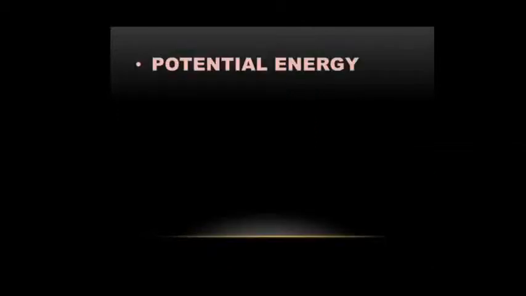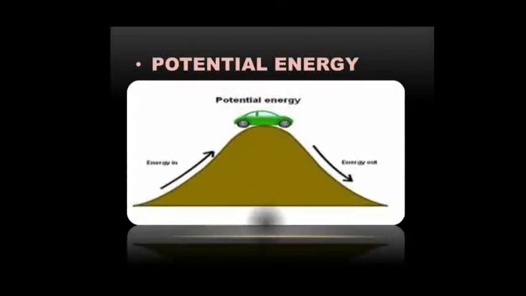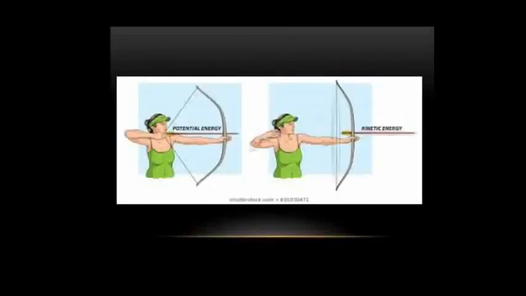Now let us understand potential energy. The energy possessed by a body due to its position or change in shape is called potential energy. Potential energy is a stored energy that is required to do work. It is the energy inactive for the movement. For example, a stretched rubber band, a stretched bow, water in a dam, etc.